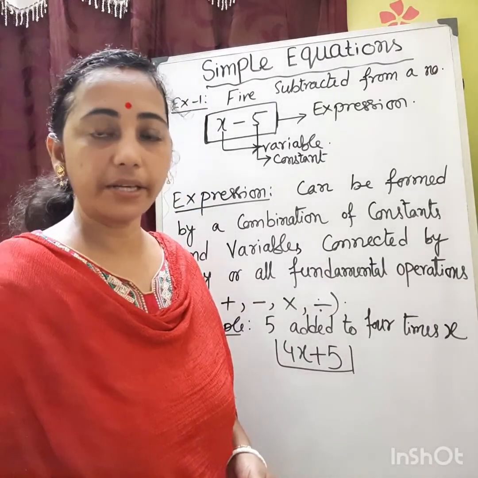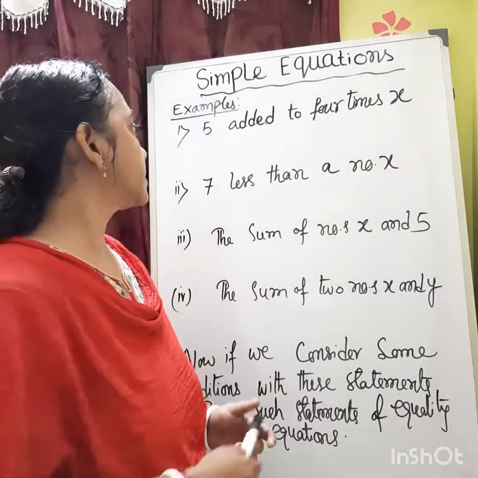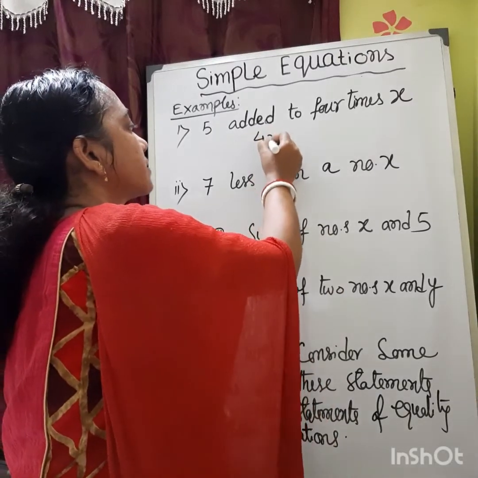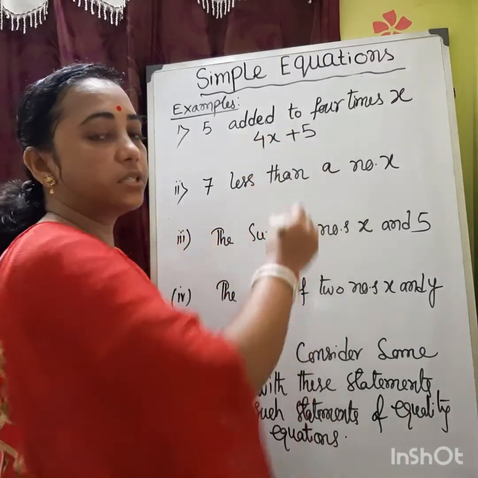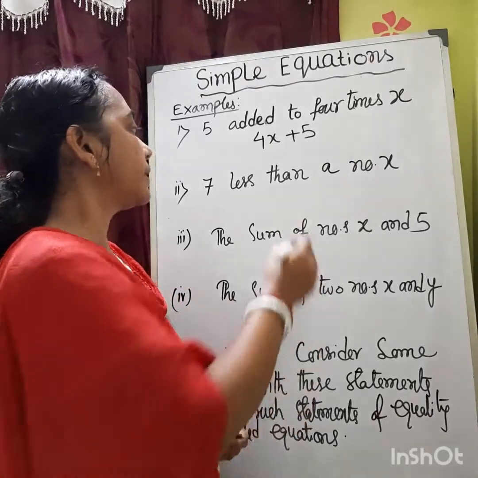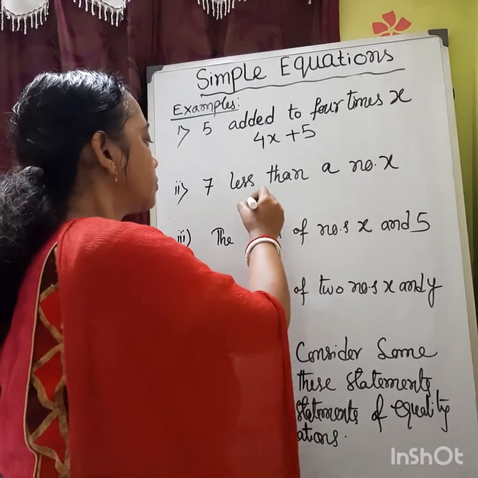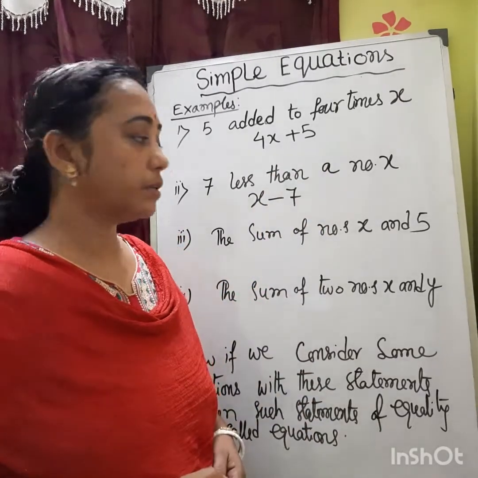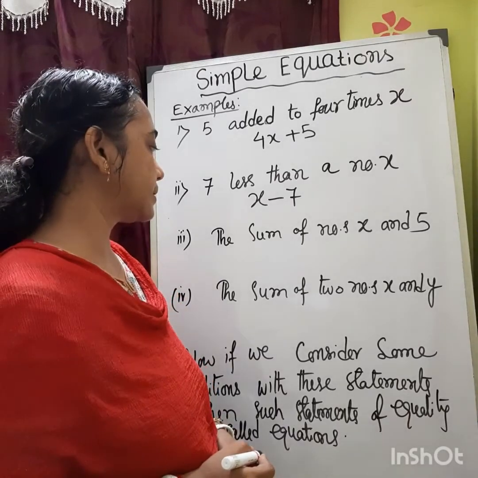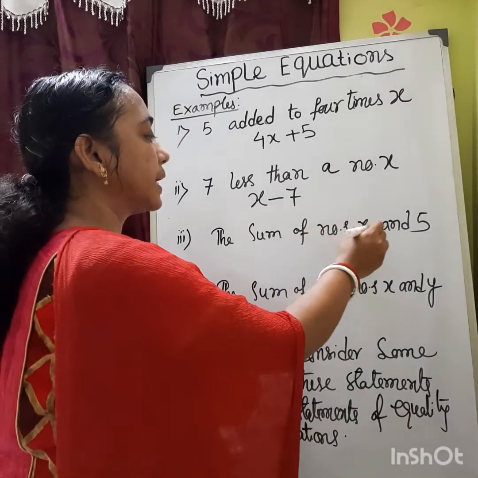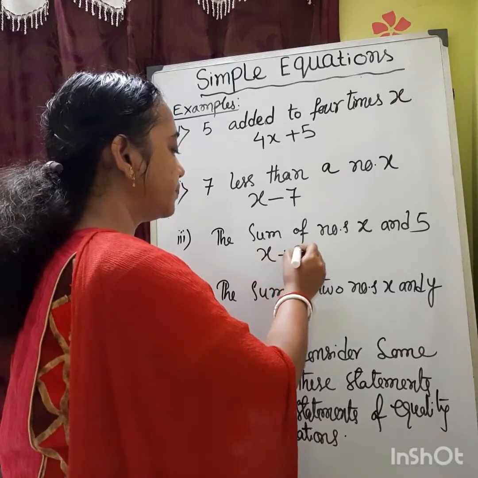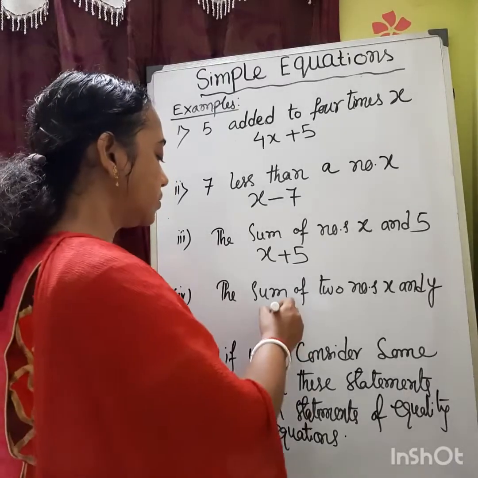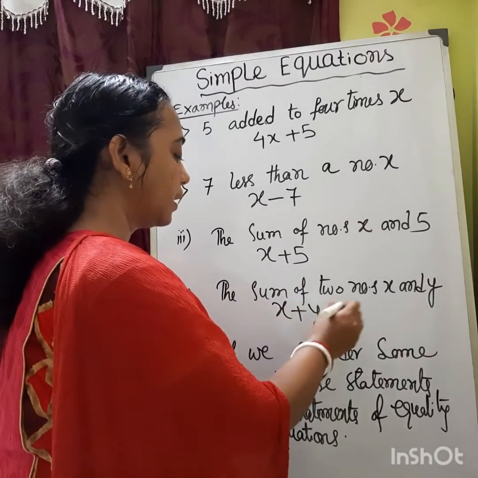Let us take some other examples. Consider 5 added to 4 times X. So we can write it as 4x plus 5, which is an example of an expression. Again, 7 less than a number X. So the number is X, so 7 less than a number means X minus 7, which is again an expression. The sum of numbers X and 5: so X plus 5. Then the last one, the sum of two numbers X and Y. So we can write it as X plus Y, and so on.